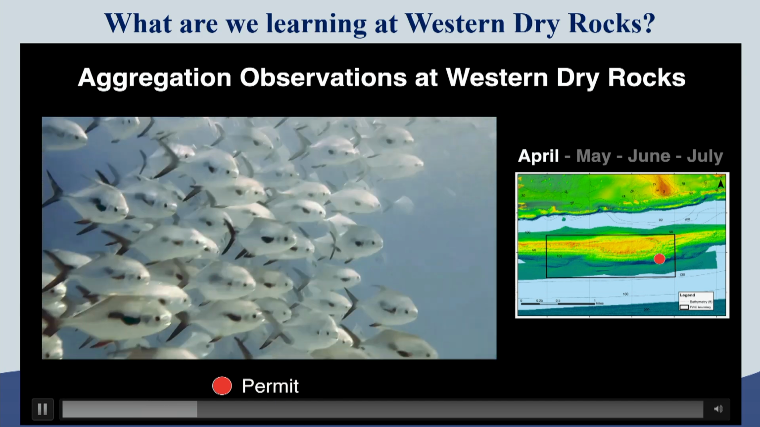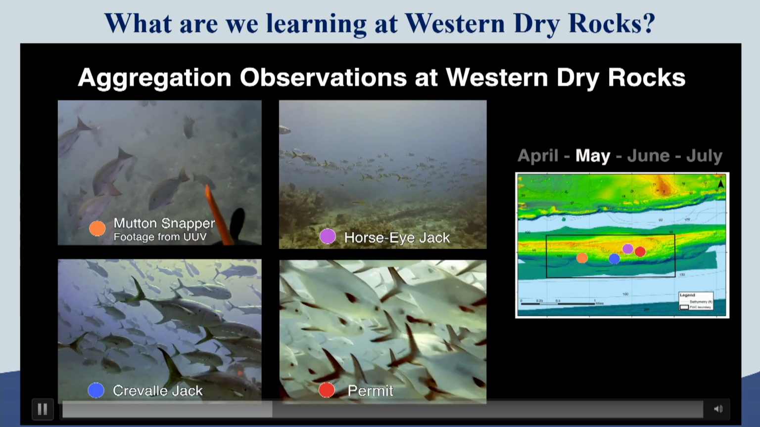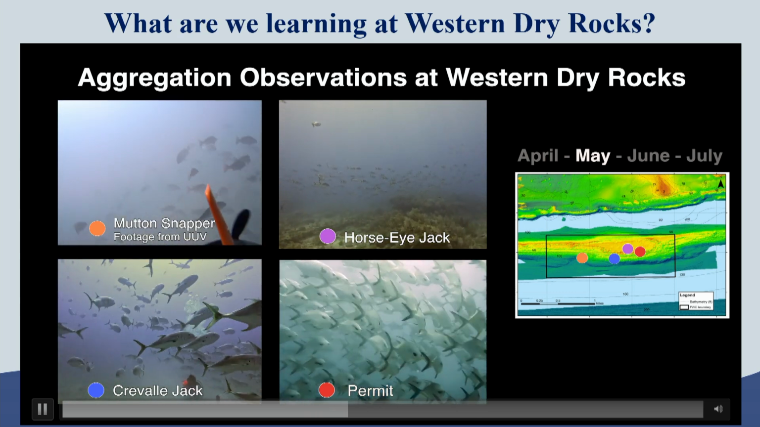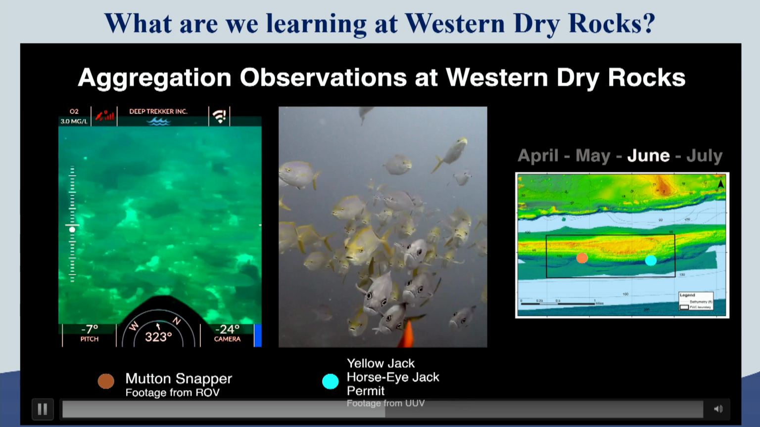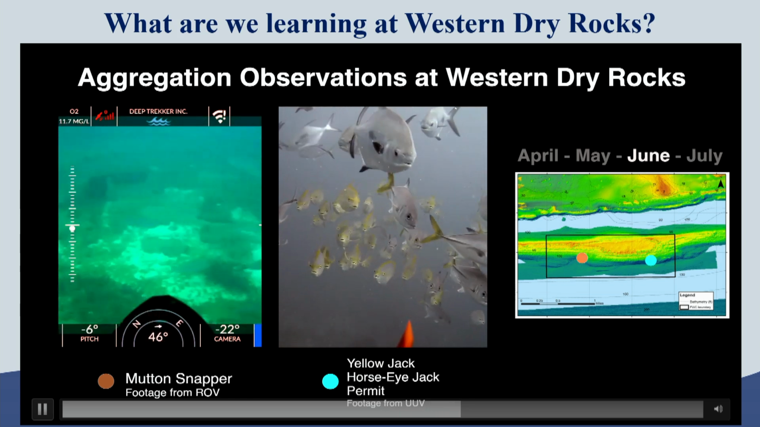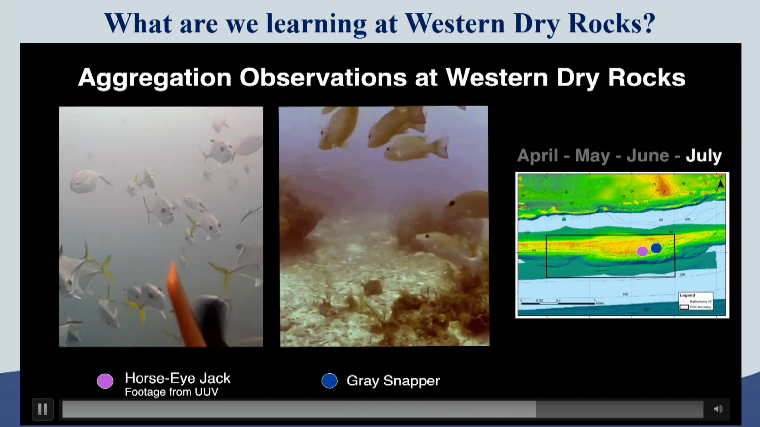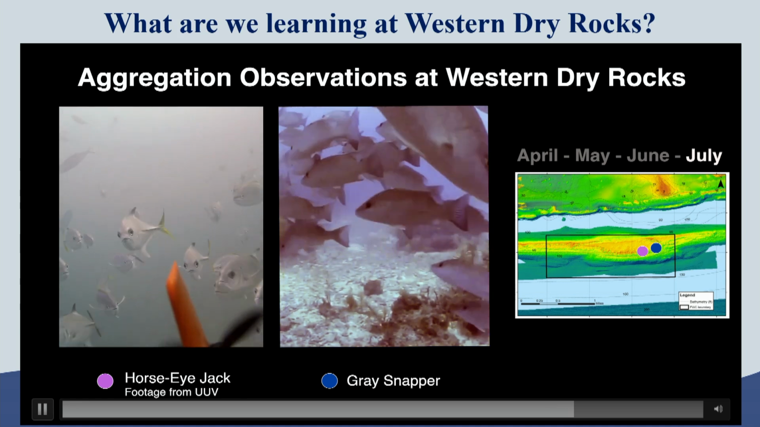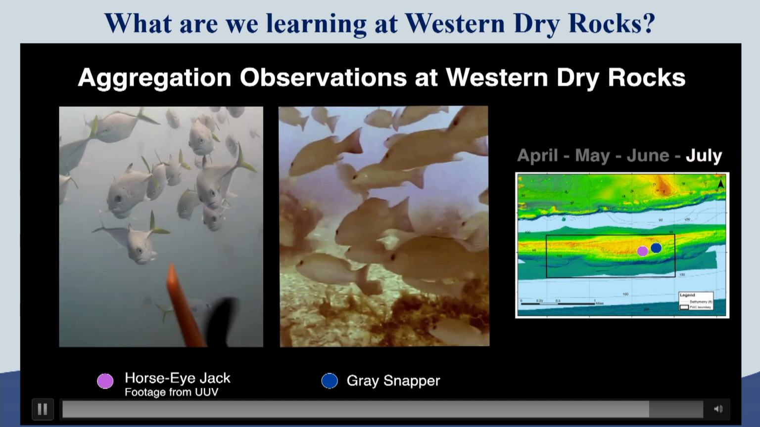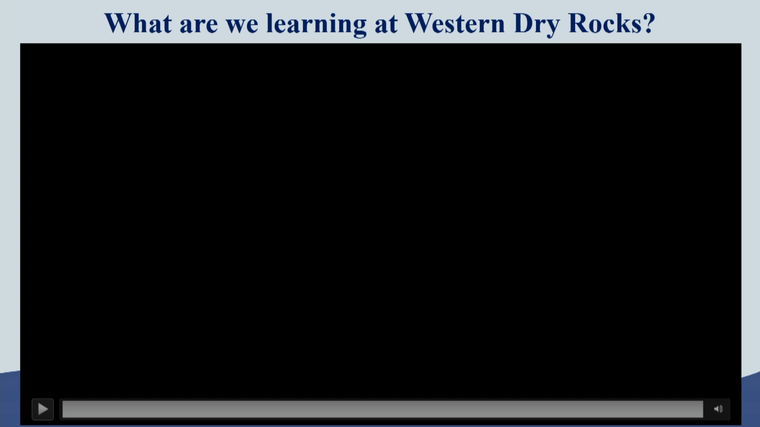That's April. In April, we start seeing aggregations of permit. And then in May, we start seeing mutton snappers, crevalle jacks, permit, horse-eye jack, another jack. And you see the AUV and different tools collecting that information. Then by June, July, we start seeing more of the mutton snappers and the jacks again. But this is only in this small square, in this mile of protection. And then in July, you have gray snappers and you have other jacks. So that data is giving us the spatial and temporal information for us to present: yes, the aggregation is taking place.